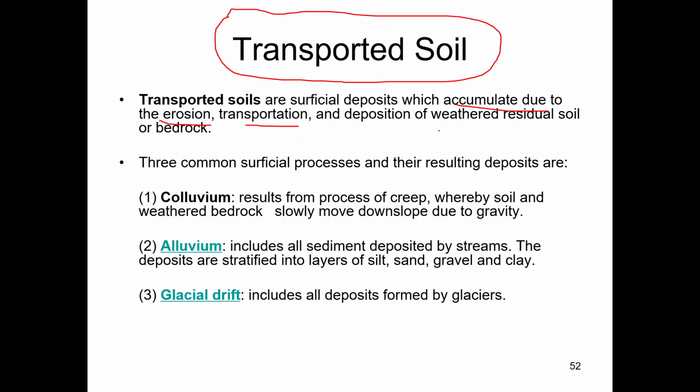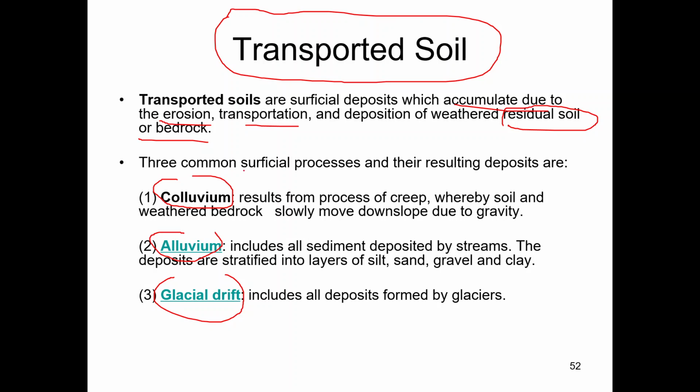And then this is deposited on top of residual soil or sometimes on bedrock. So we have a few types of transported soil. We call the first colluvium. The second is alluvium. Third we have glacial drift.